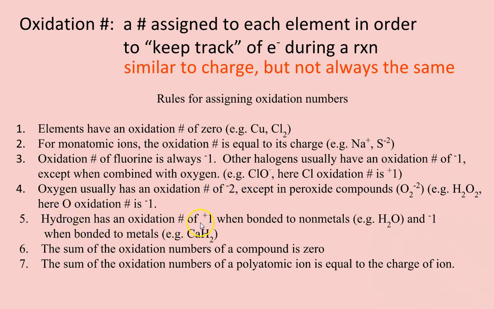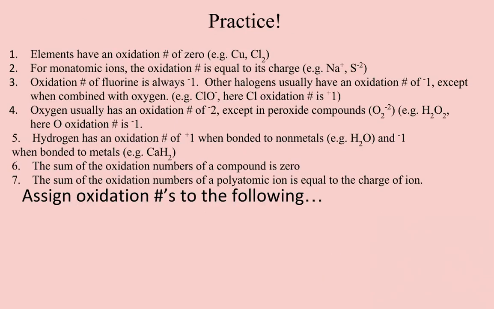Hydrogen is almost always +1. And the sum of the oxidation numbers has to add up to 0, unless it's a polyatomic ion. If you have a polyatomic ion, anything that has a charge overall, we're going to add up to that total charge. Let's look at a few examples.